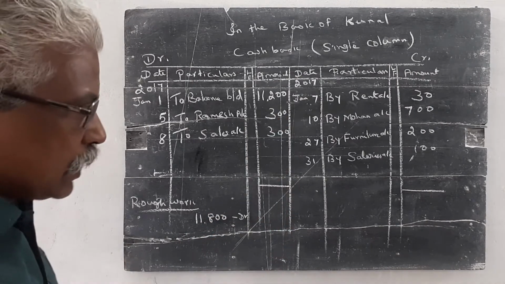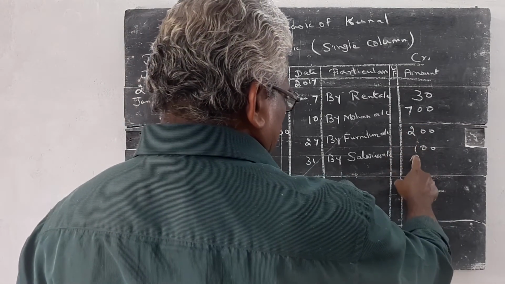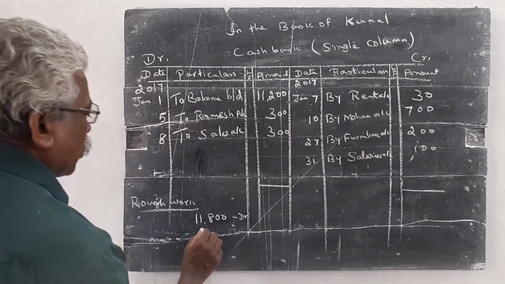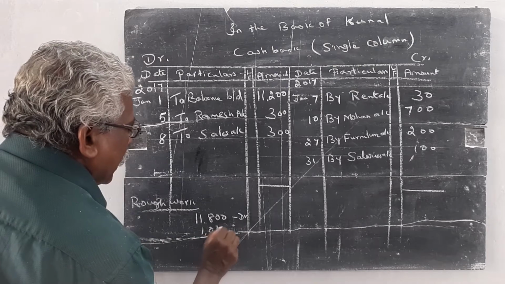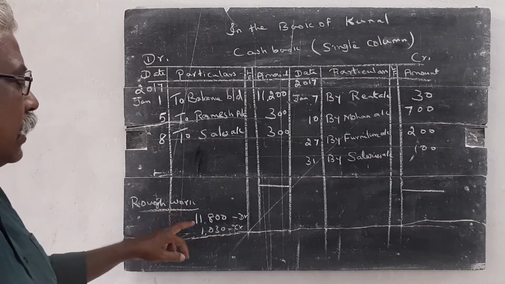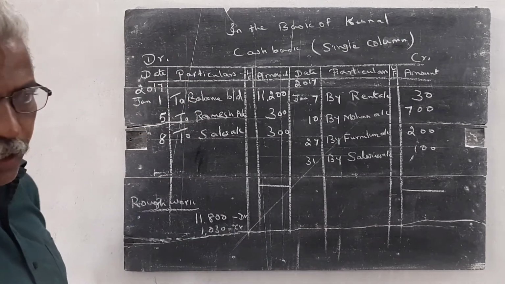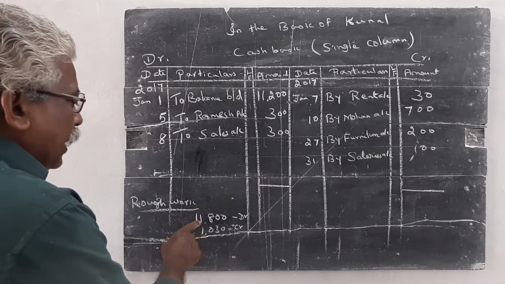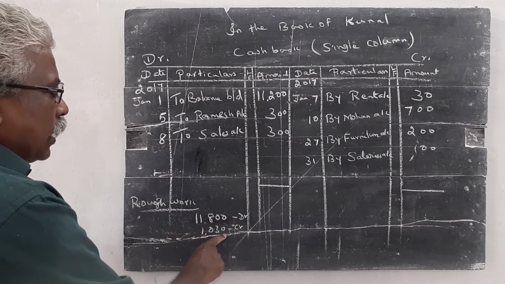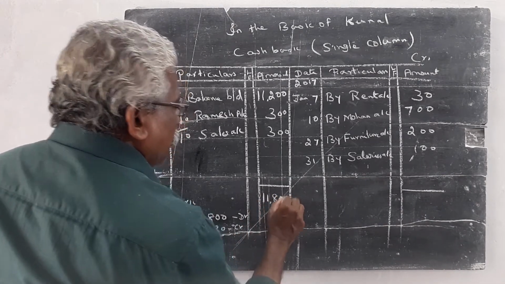Then total the credit side also. 700 plus 200, 900, plus 100 is equal to 1,030. Credit side total is 1,030. This is the total for the credit side. Then, which is the highest amount? First of all, you draw a single line on both sides. Then write the highest amount on both sides. Here 11,800, here 1,030. 11,800 is entered on both sides.